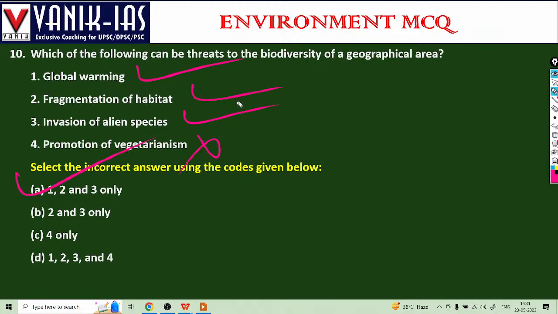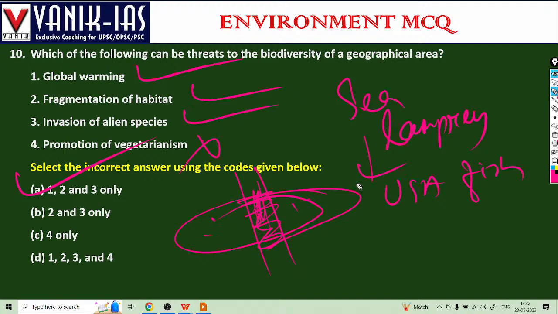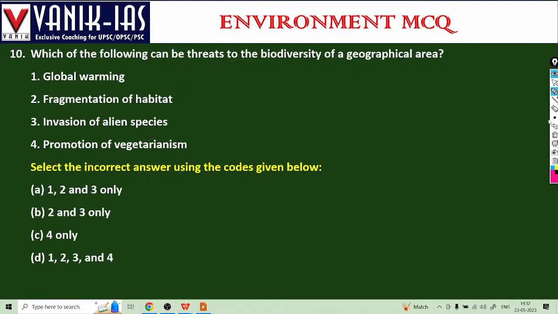Invasion of alien species is obviously a threat to biodiversity. I have said, for example, recently sea lamprey was in the news. Sea lamprey in USA, that is an alien species, an invasive species in USA. It's a fish, right? It threatens the existence of other fishes and aquatic species. All of those get threatened. Fragmentation of habitat means, for example, this is a forest and road infrastructure or some type of barrier occurs here, then fragmentation of habitat occurs. Right? Next.